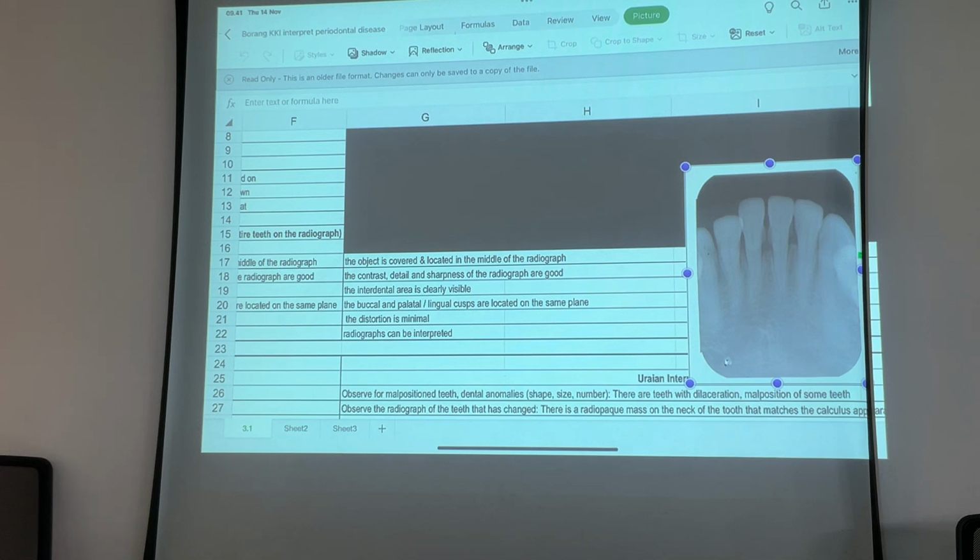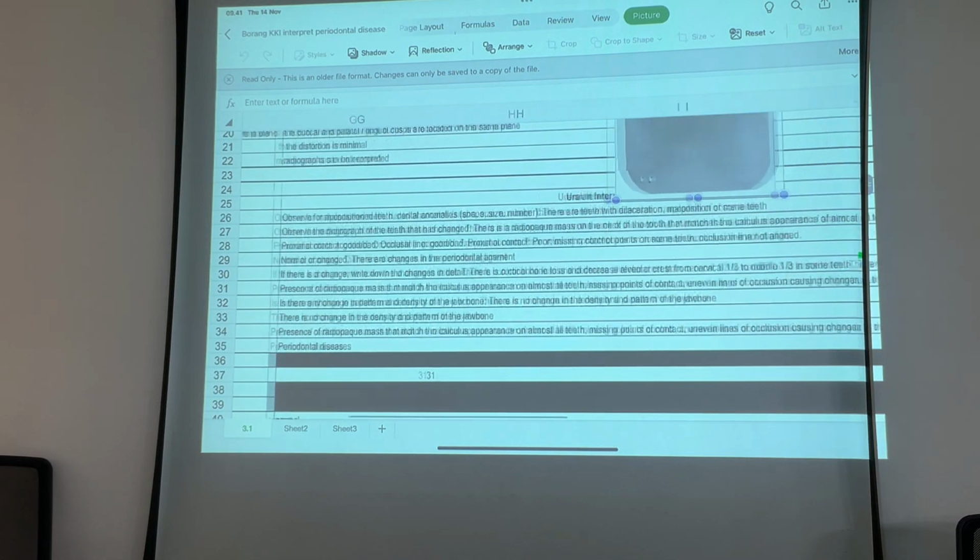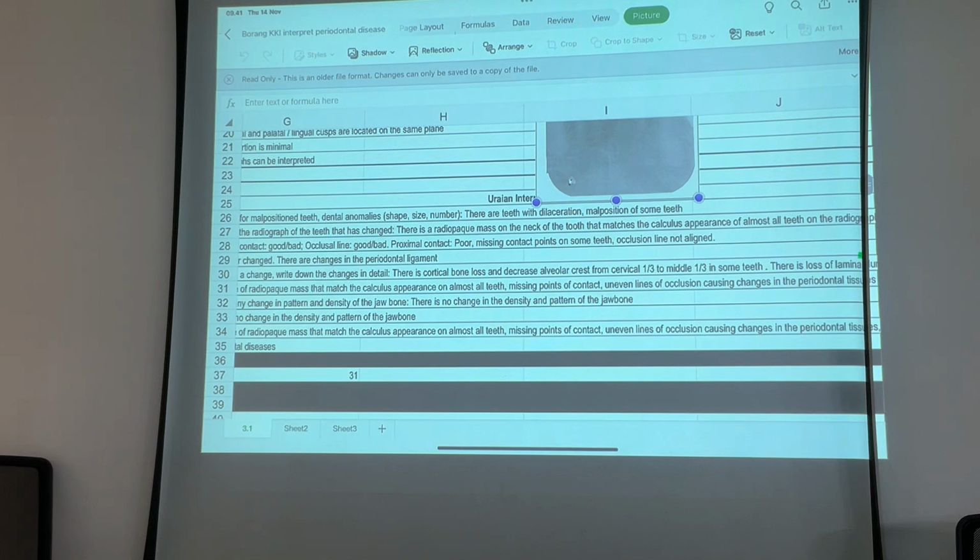So you decide which one is that specific view. As always, you already decide which one is the specific view. In this case it is 31, first incisive, the left side. And the contrast, detail, and sharpness of the radiograph are good, and the dental area is clear, and then the radiograph can be interpreted. Okay. We then focus on the evaluation.